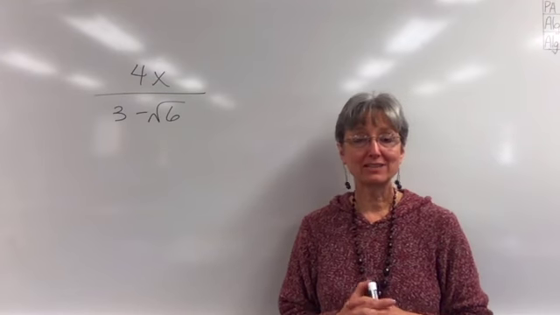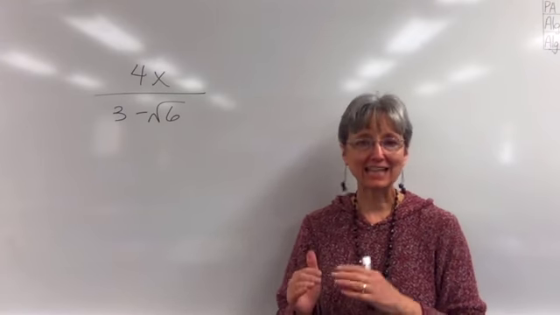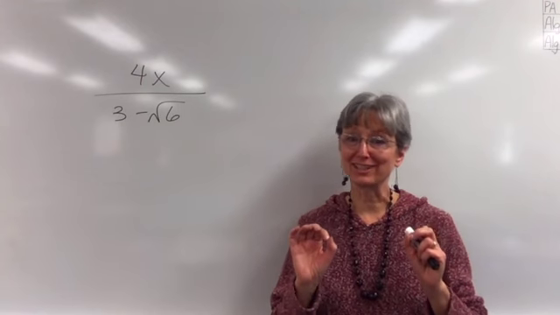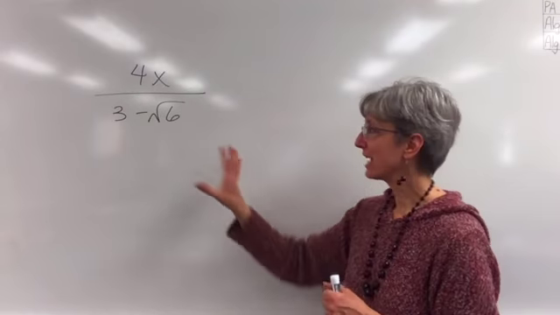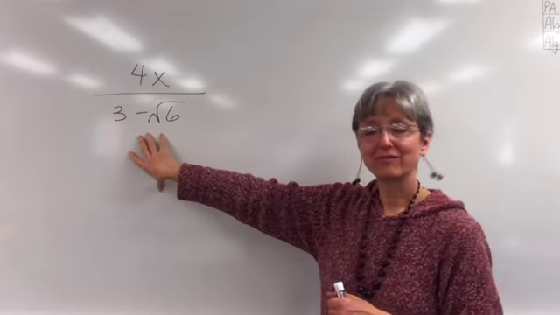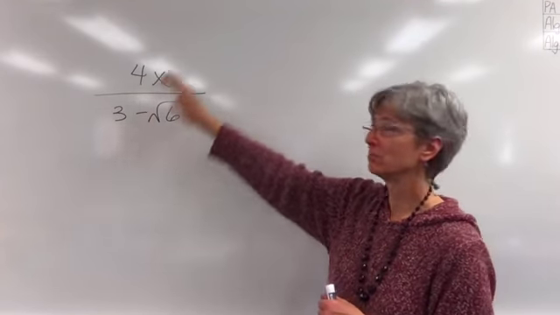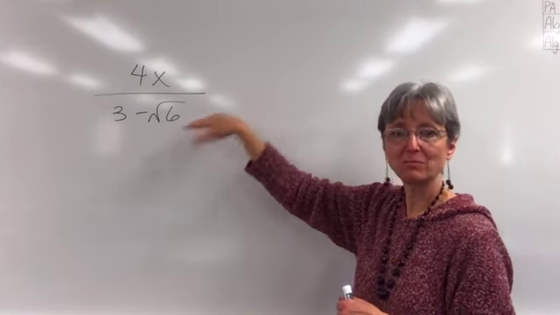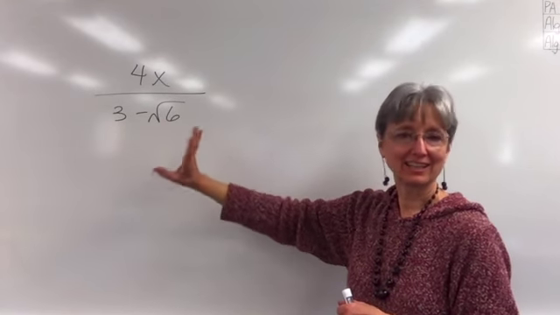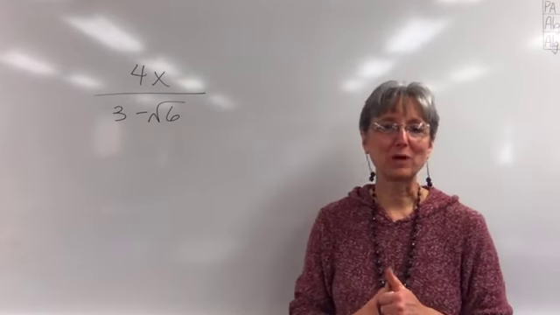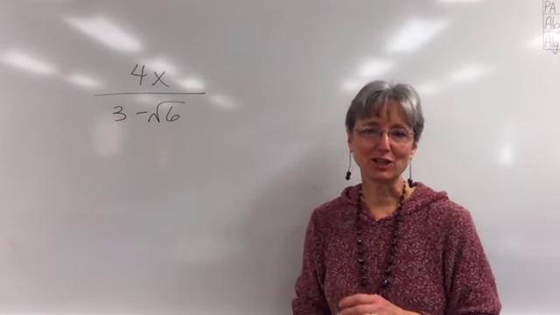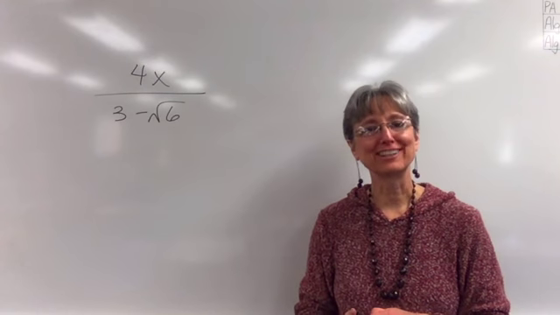I hope that made sense to you, because the last thing on our video, nice and short today, is for you to rationalize this one. So take this problem, find the conjugate of the denominator, multiply the numerator and the denominator by that conjugate, and get rid of that radical in the denominator and show me what it looks like rationalized. And that'll be your lesson check for this second half of this section.